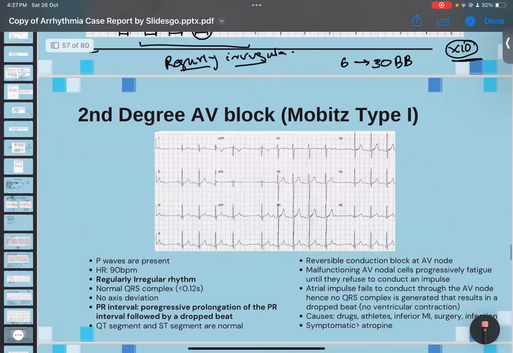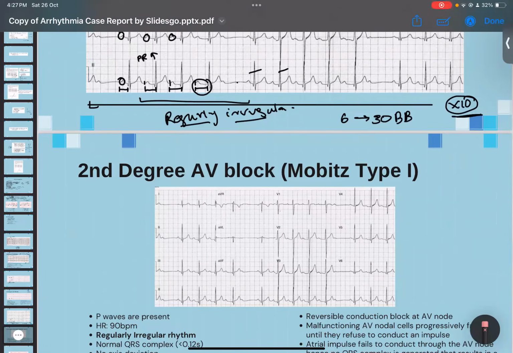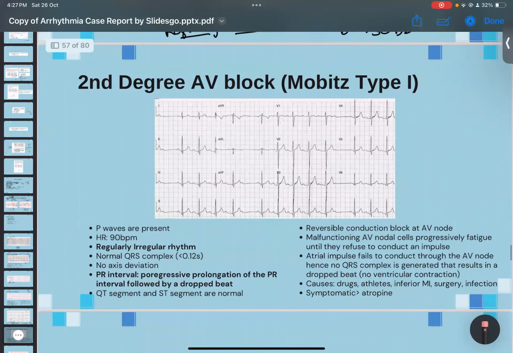Okay, so P waves are present, the heart rate is about 90 beats per minute, and the way I calculated that is by taking 30 big boxes and multiplying the contractions happening within those 30 big boxes by 10. And then a regularly irregular rhythm, mainly because the RR intervals are not equal to one another, but because there's a beat drop happening, and there's a specific pattern that you can notice here, which is basically PR being really, really prolonged before a beat drop, and then again PR being super prolonged before a beat drop. That's a pattern that's repeating, therefore you classify it as a regularly irregular rhythm.